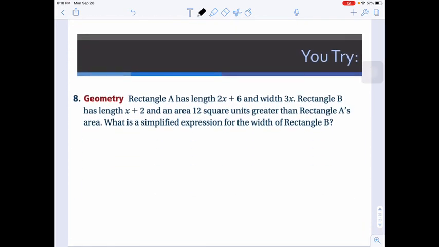And now I would like you to solve: rectangle A has a length of 2x plus 6 and a width of 3x. Rectangle B has a length of x plus 2 and an area of 12 square units greater than rectangle A's area. What is the simplified expression for the width of rectangle B? I recommend you draw a picture.